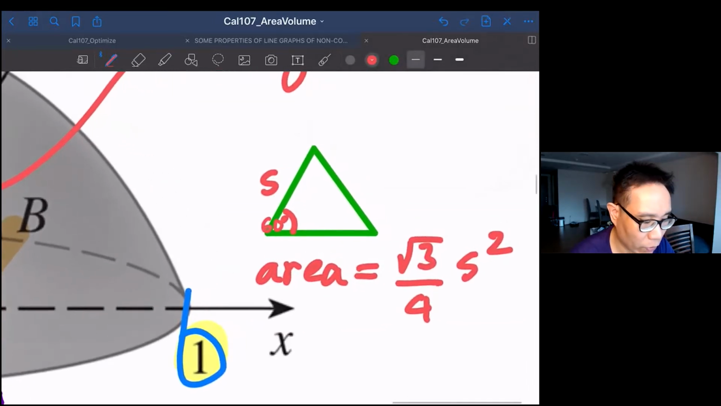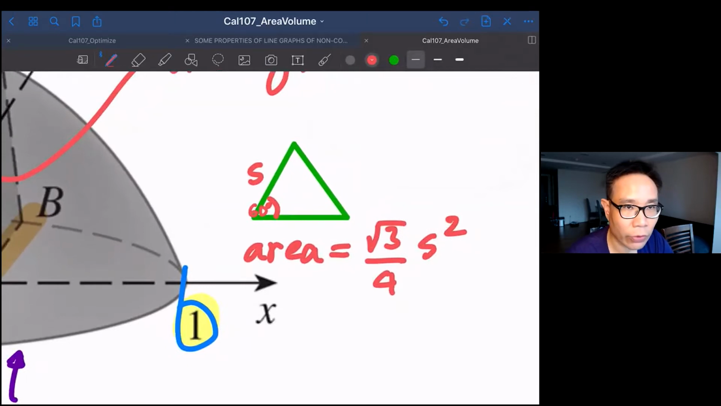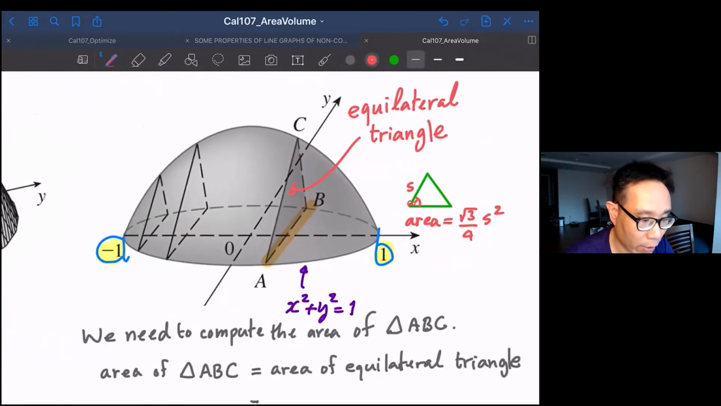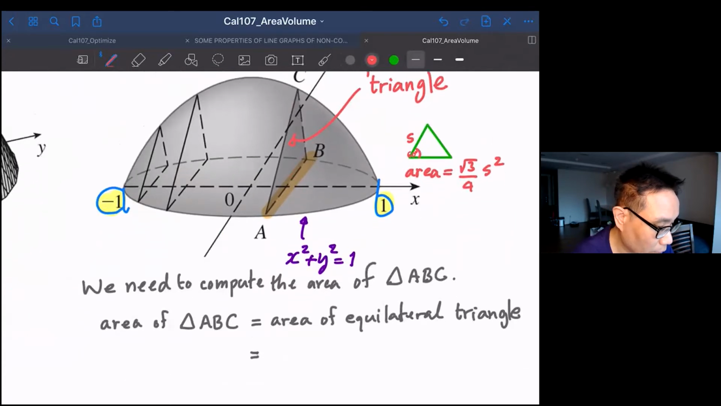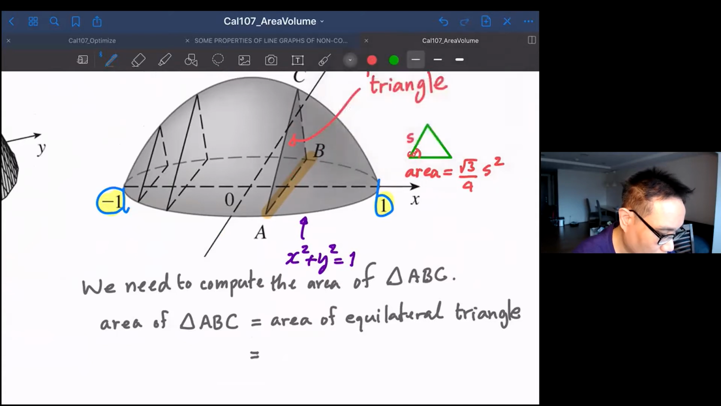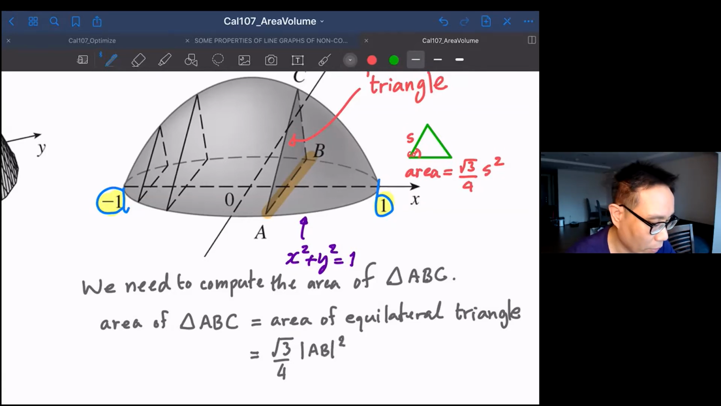Okay, and you'll be able to use trigonometry, sine and cosine, to derive this formula. So the area is equal to square root 3 over 4 s squared, where s is the side of the equilateral triangle. For this one, it's going to turn out to be square root 3 over 4 of the absolute value of AB squared.